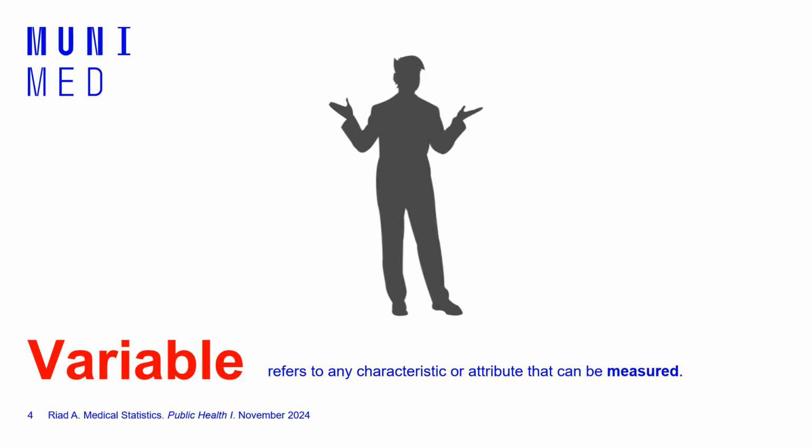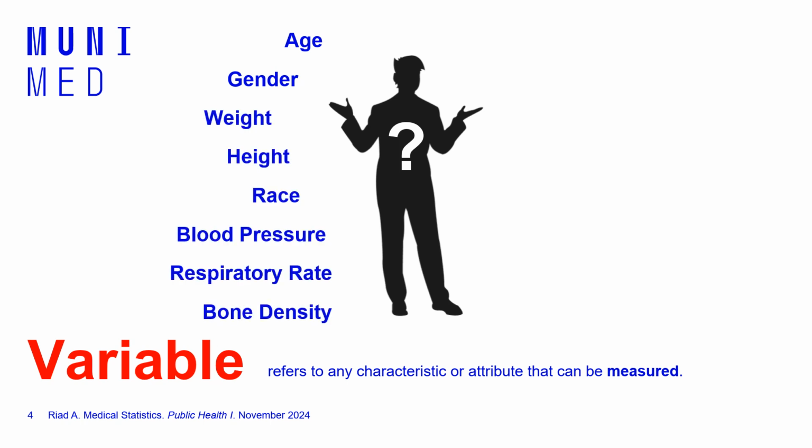A variable is any characteristic or attribute that can be measured. Think about any human, not necessarily patients, but any average human. These humans will usually have characteristics that we can measure. For example, age. We can tell the age of any human using number of years or number of months. The same for gender. It's kind of groups or categories that we can easily report. Weight, height, these are also numbers. Race, this can also be groups. Blood pressure, respiratory rate, bone density, these are all potential numbers. So we can measure them, we can report them, and this is easy.